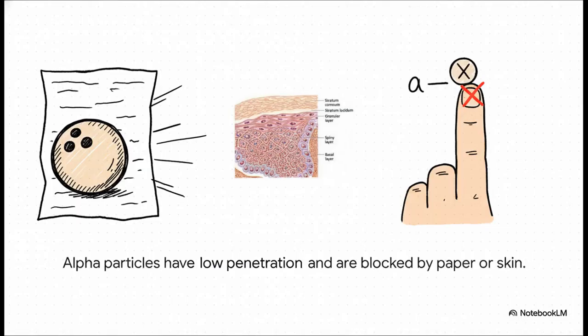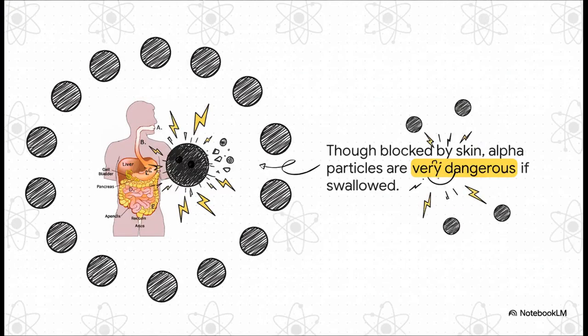But for all its size, this bowling ball is surprisingly easy to stop. I mean, because it's so big and clunky, it just can't muscle its way through much. A single sheet of paper will stop it cold. Heck, even the dead outer layer of your own skin is more than enough to block it. But here's the crazy part.